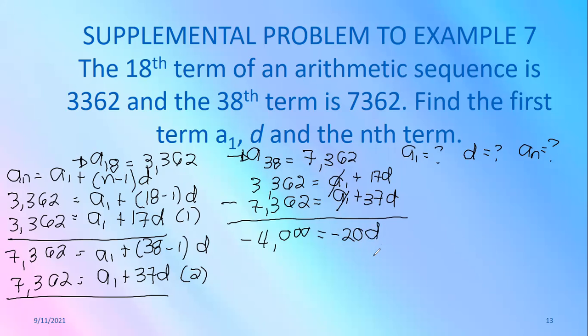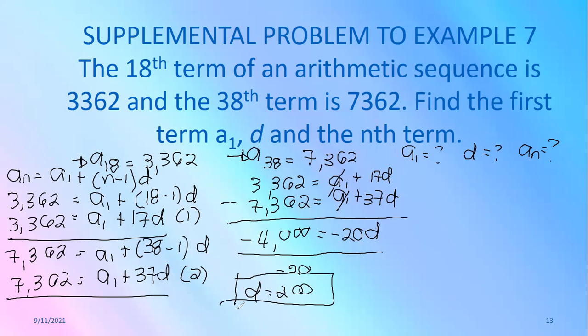Okay. So to get the common difference, we need to divide both sides by negative 20. So yung ating common difference, which is equal to, mag-cancel ang dalawang 0. So that's 200. We already have a common difference, which is 200.